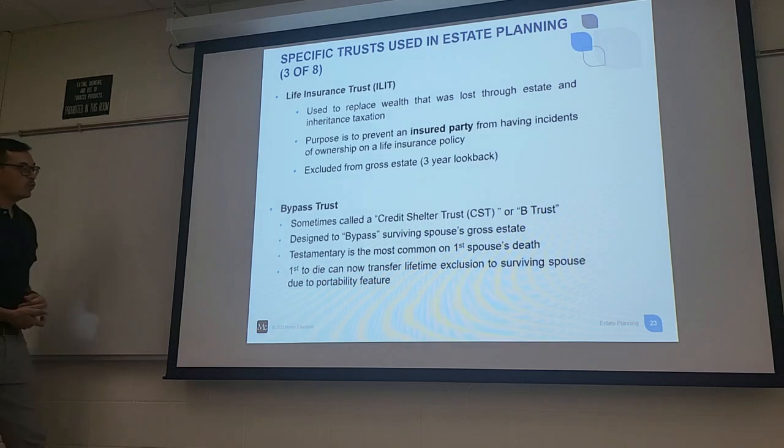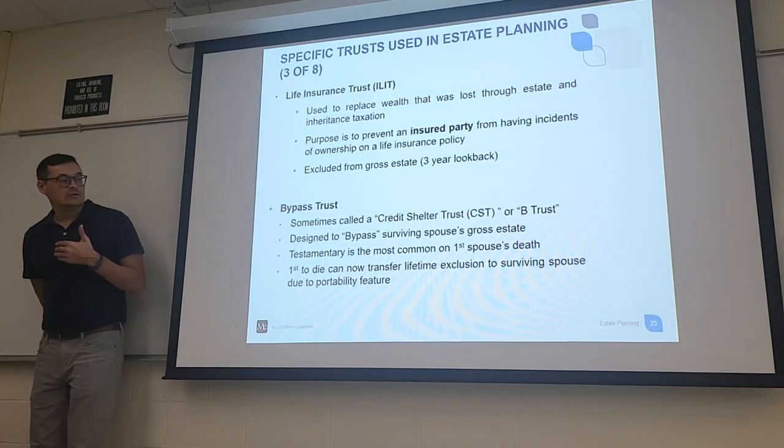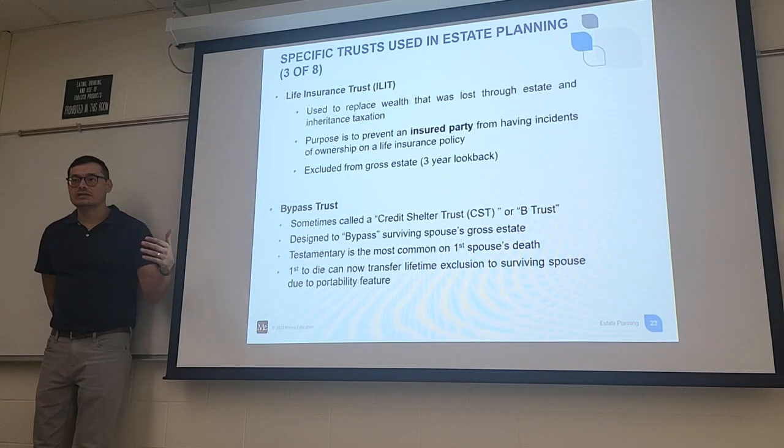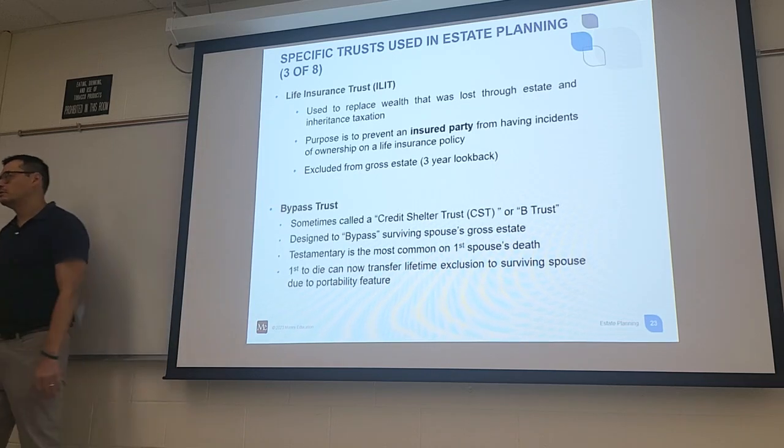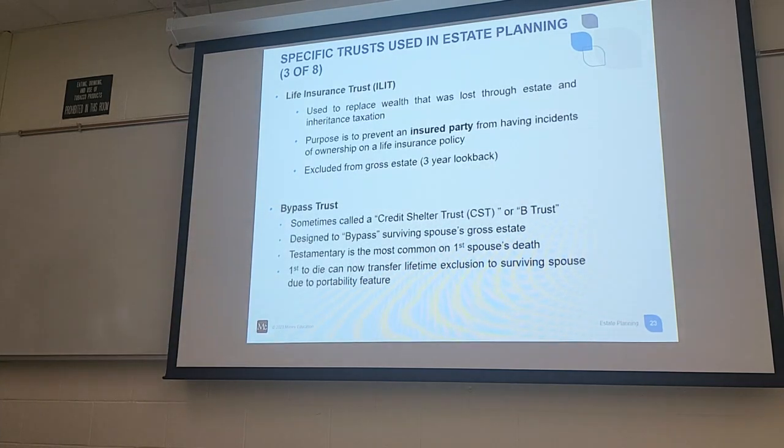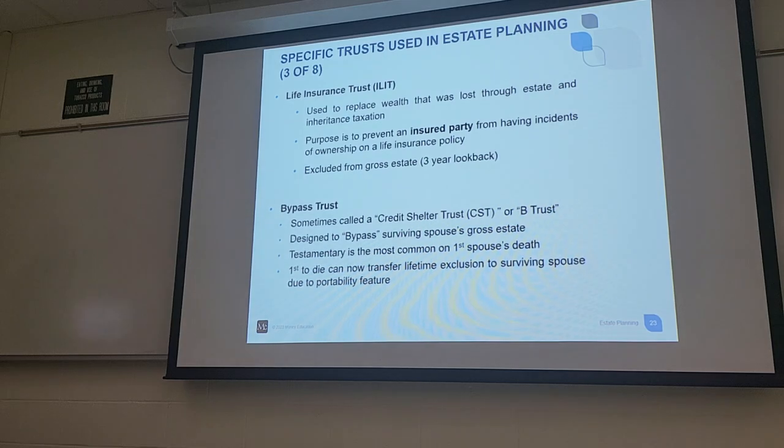Now, sometimes this is important, because you can now use this lifetime exclusion, you can transfer it to your wife. But if you have an investment of highly appreciating property, this might still be a good opportunity for you to transfer it right away, freeze the value of that asset from your gross estate, utilize your exclusion, and transfer it to your children. So it's not completely useless, but it's not really as beneficial as it was.